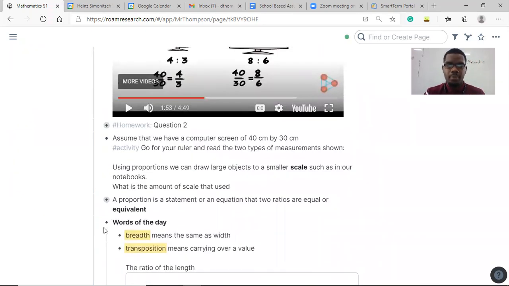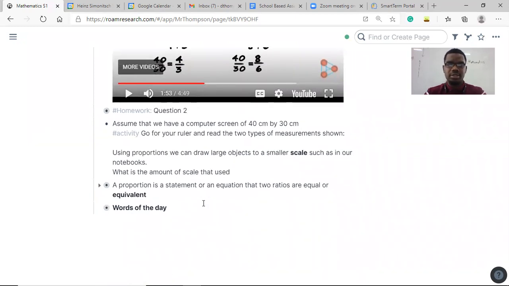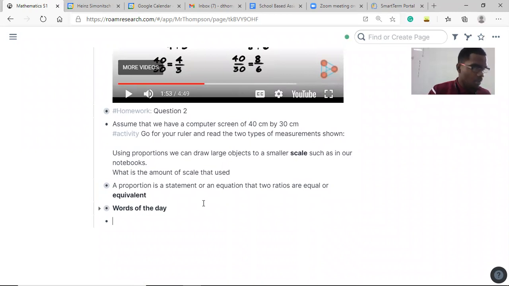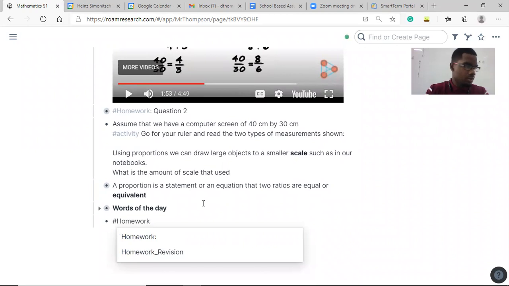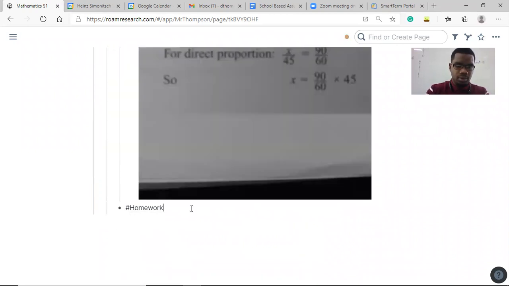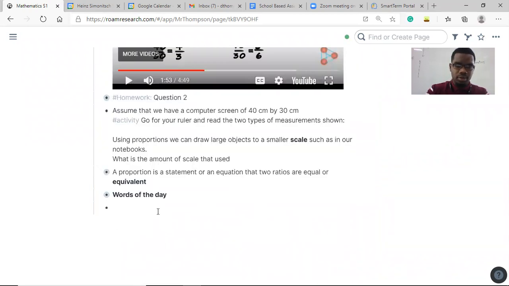I don't want to go too much in depth, but that's the main idea and everything you need to understand about proportions. To really get the idea home though, I'm going to give you one question for homework. Hashtag homework.